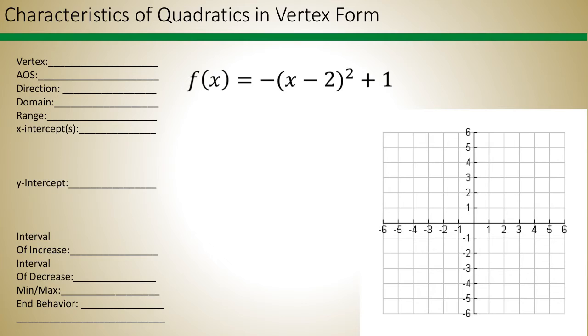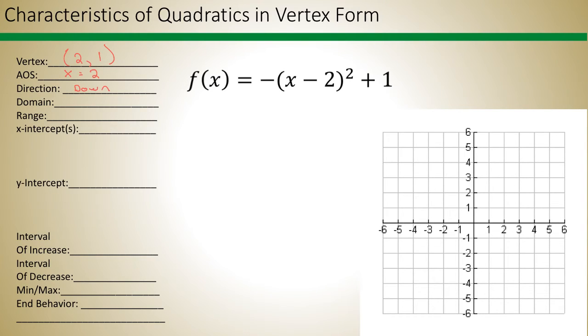So first thing, let's start with the first few. The vertex, we know how to find that. We found that last week. Vertex of this thing is going to be 2, 1. Okay, axis of symmetry, did that last week as well. It's going to be the x value of this vertex, x equal to 2. And then since we have this negative in front, this thing is going to open down.